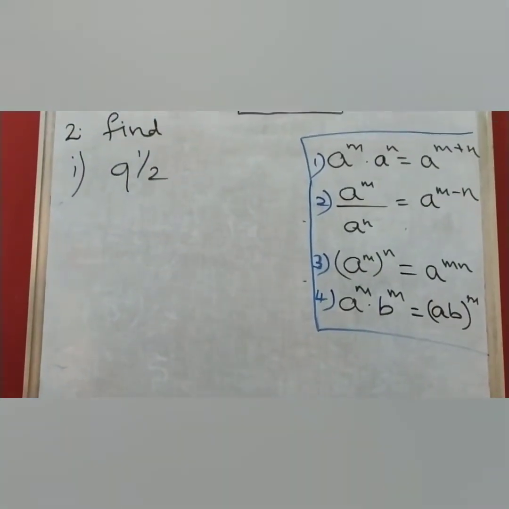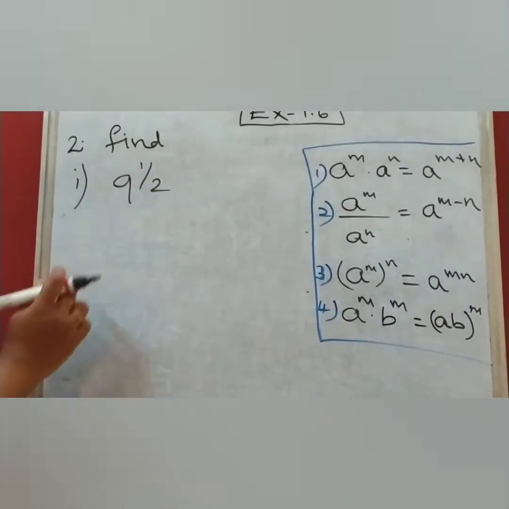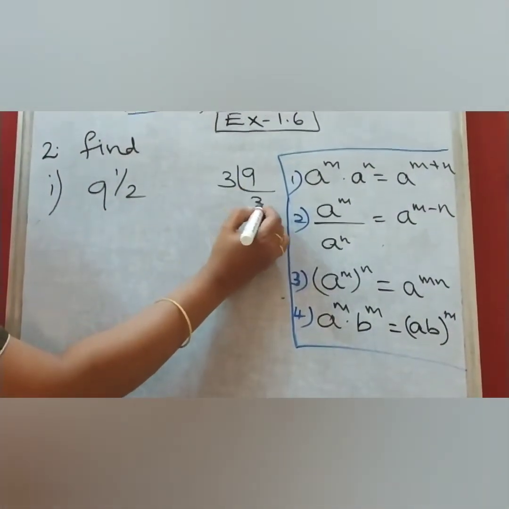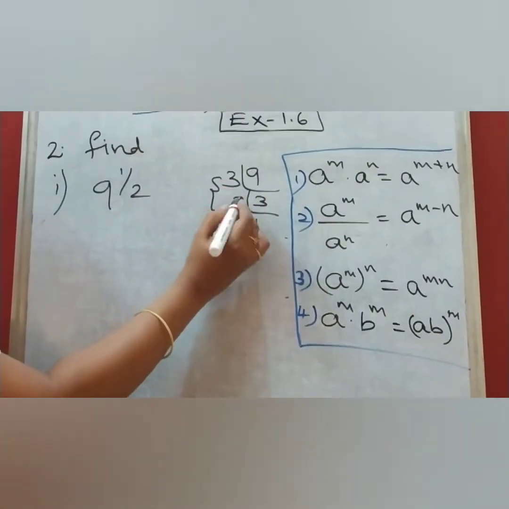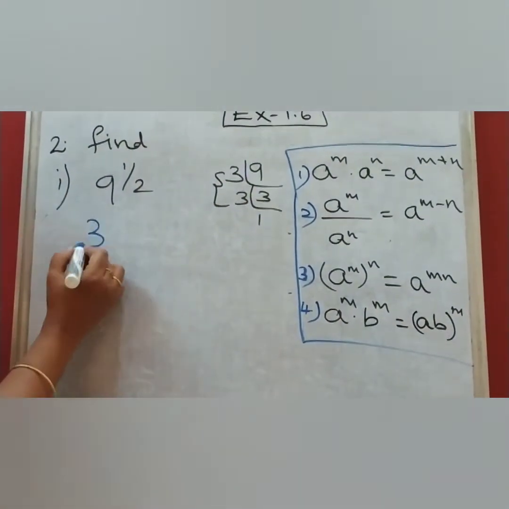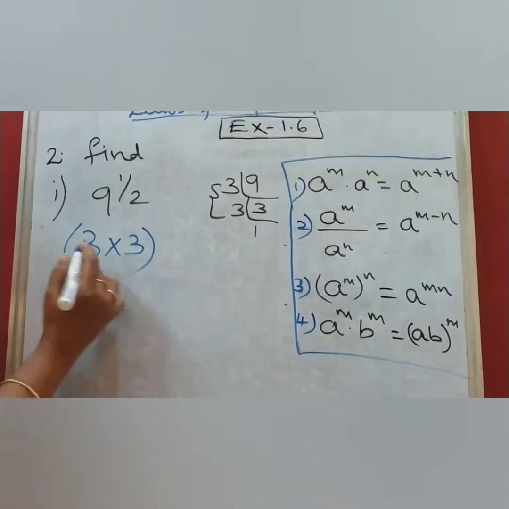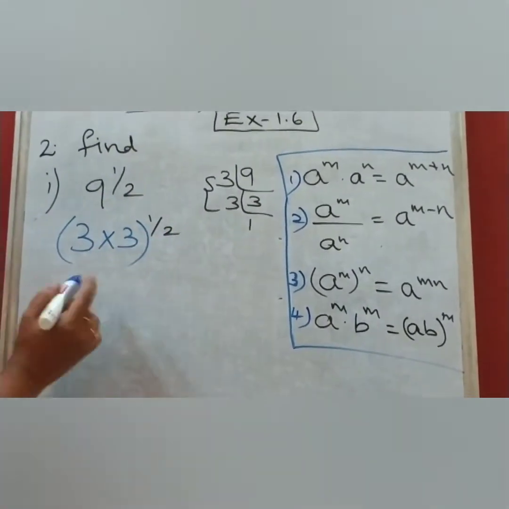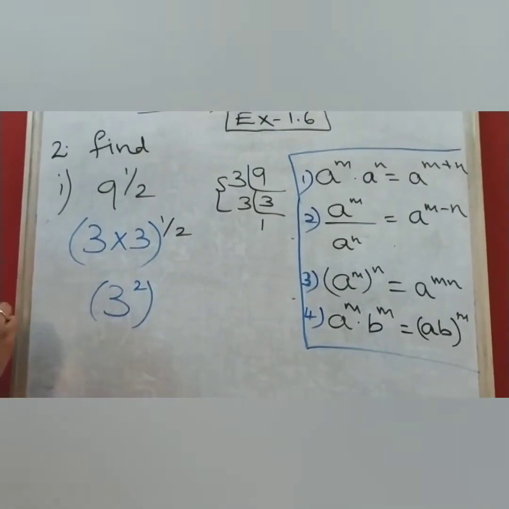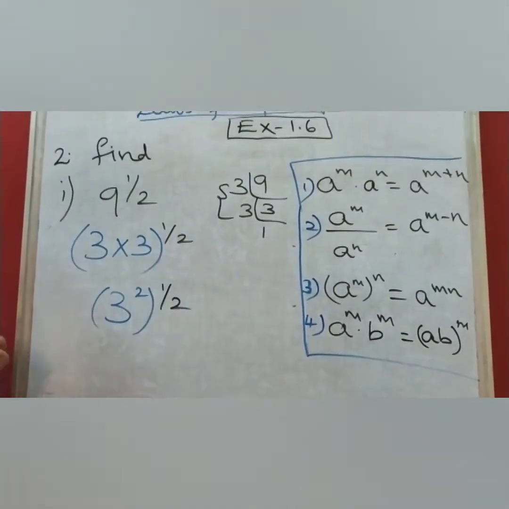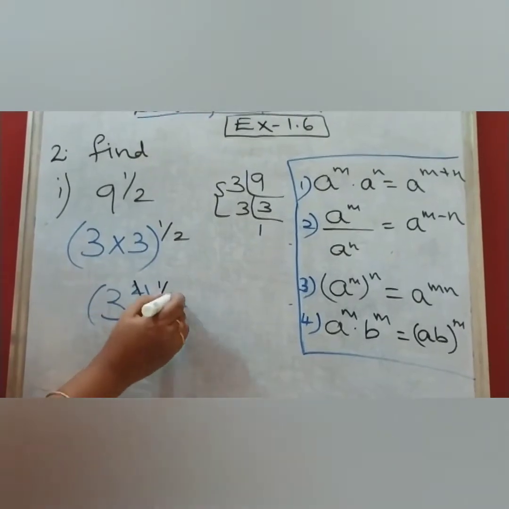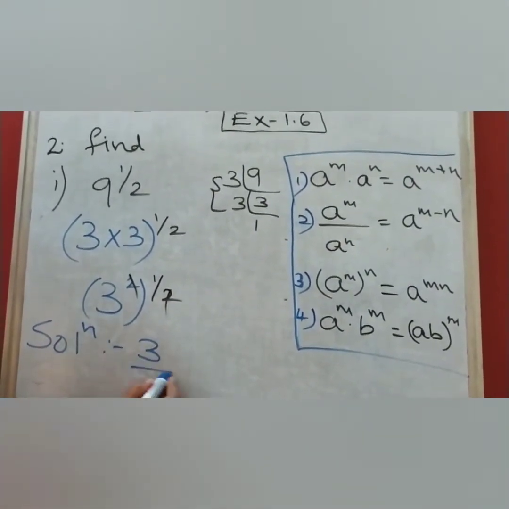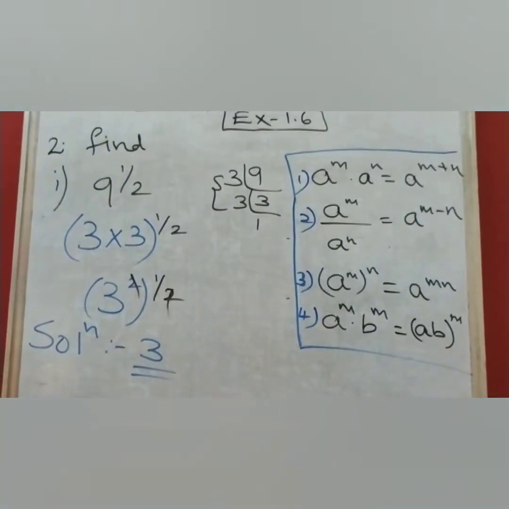Next problem says 9 power half. How do you write 9, children? There also you can do 3 3s are 9, 3 1s are 3. How many 3s? 2. So you can write 9 as 3 into 3. When you write 2 or 3 terms, you should put a bracket, to the power of half as it is. So what is 3 into 3? 3 square to the power of half. Power half. 2 and 2, does it cancel? Yes. So what is the solution? Your answer is 3. Very simple, children.